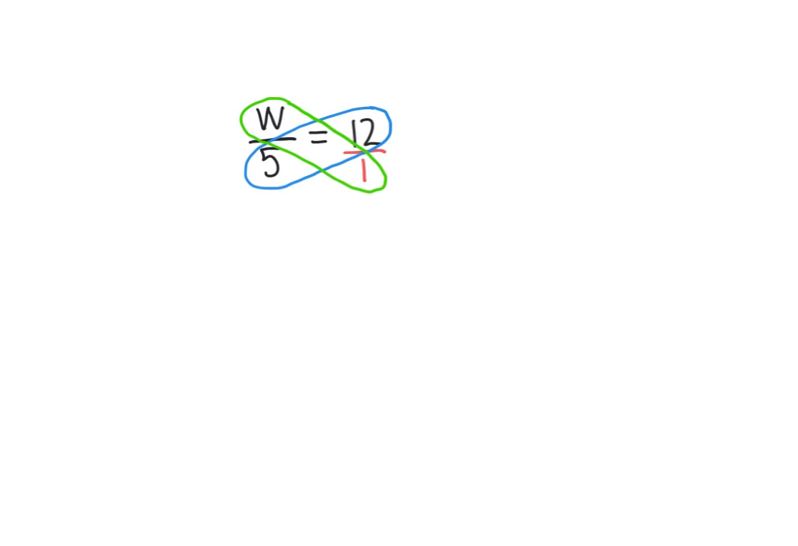So we will look at 1 times w is equal to 5 times 12. 5 times 12, of course, will give us 60, and 1 times w is the same thing as just w. So now we know that w is equal to 60. So using cross multiplication can be very helpful when we're looking to solve some proportions.